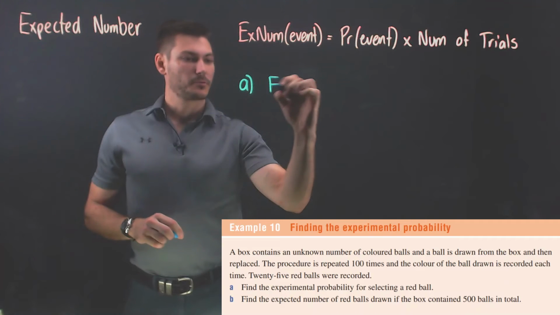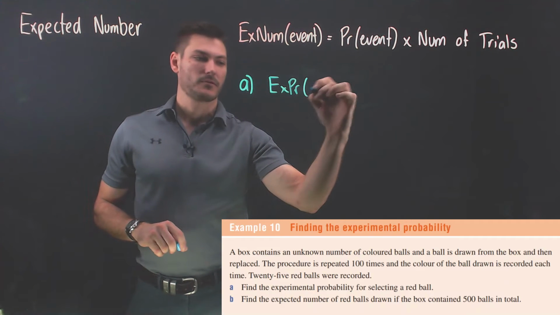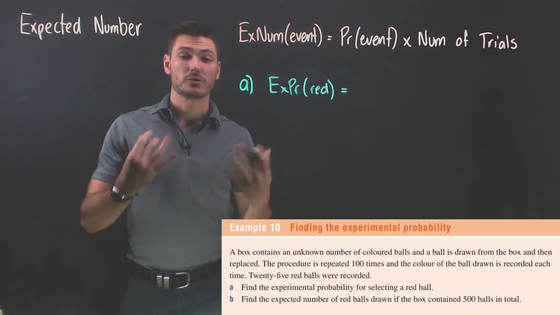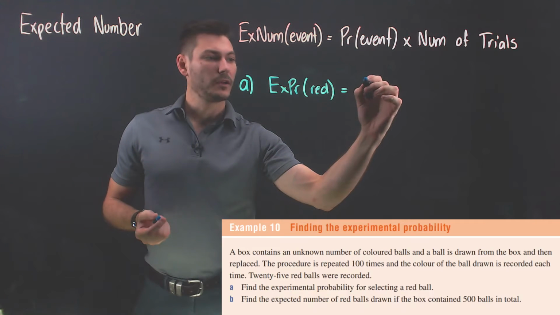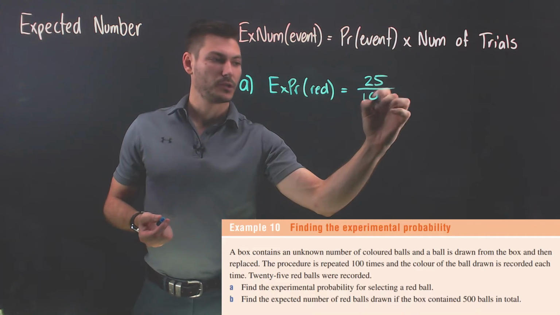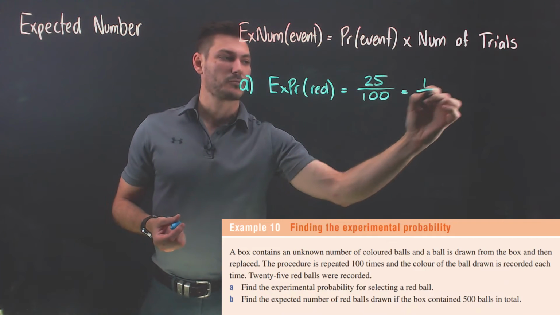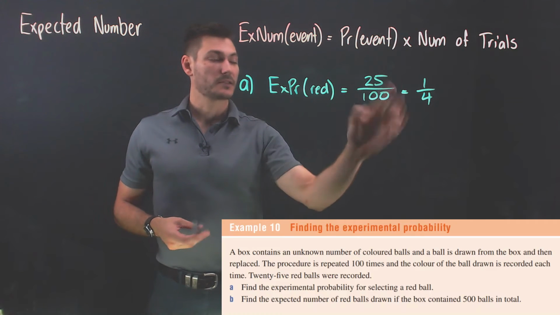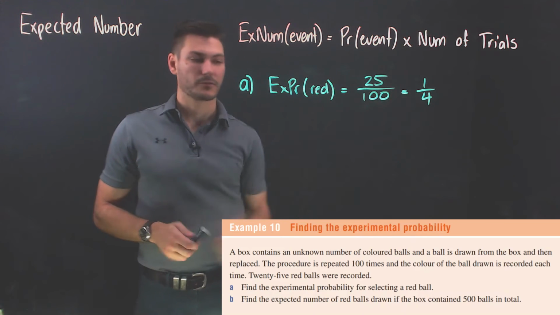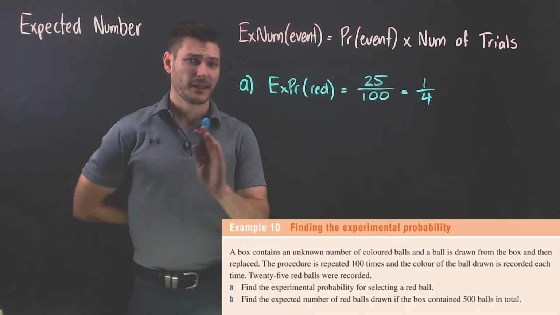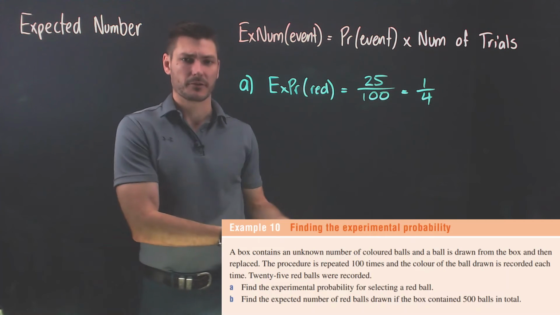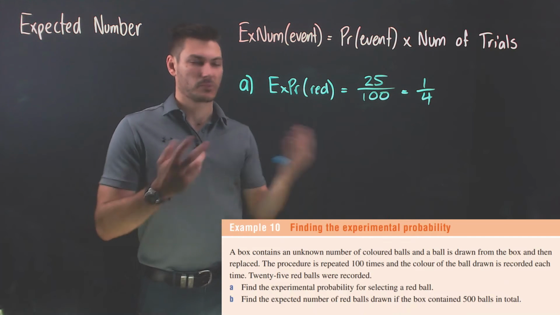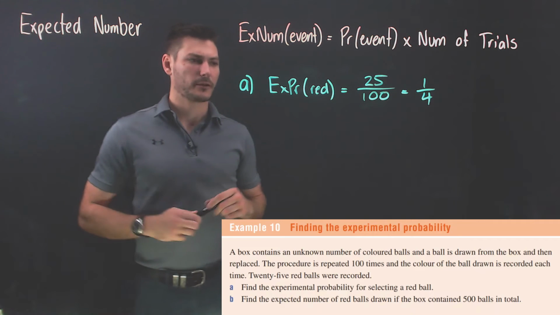So our experimental probability, which I'm just going to denote as EXPR, of getting a red ball is how many times did it happen over how many times did we do the experiment in general. So we got 25 red balls out of a possible 100, which gives us an experimental probability of 1/4. If you divide both of these numbers by 25, you get 1 and 4. So a quarter of the time they were red. That's not to say that a quarter of the balls in this unknown box were red. It just so happens that in this experiment, we got 25 red ones, also known as relative frequency in this case.